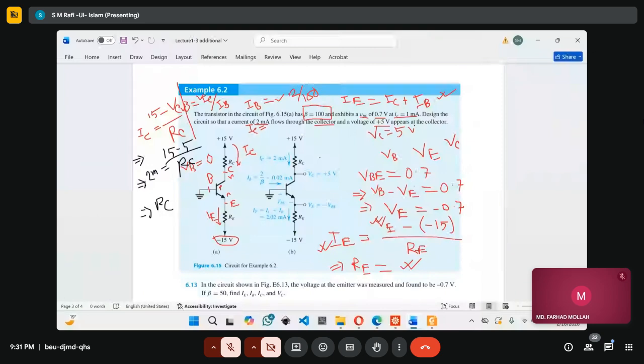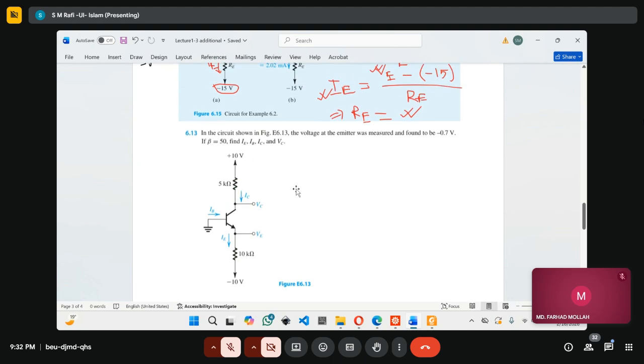So this is the design problem. For this particular configuration or this specification, we need to calculate this unknown resistance. The RC means the collector resistance, and that emitter resistance that we have calculated here. So this is the case.